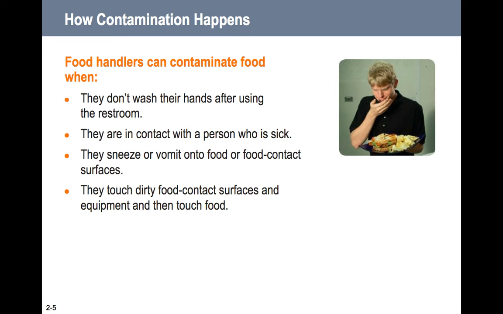So how does contamination happen? Well, in terms of biological contamination, food handlers can contaminate food when they don't wash their hands after using the restroom, when they are in contact with a person who is sick, when they sneeze or vomit onto food or food contact surfaces, and when they touch dirty food contact surfaces and equipment and then touch food.